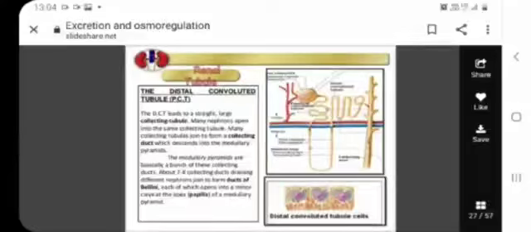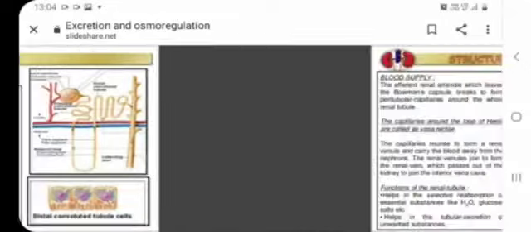The medullary pyramids are basically a bunch of these collecting ducts. Seven to eight collecting ducts draining from different nephrons join to form the duct of Bellini, each of which opens into a minor calyx at the apex of the medullary pyramid. This I have already mentioned.